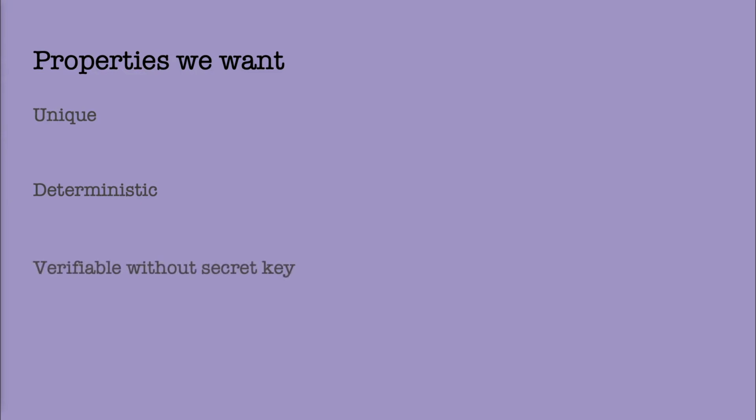We want it to be verifiable without the secret key. So we want this signal. We can verify that it's both unique and deterministic without the user pasting around their private key. And for instance, in a secure enclave, you can't even remove the secret key from the enclave. So we also want to be able to ensure that people with hardware wallets are able to use this nullifier.